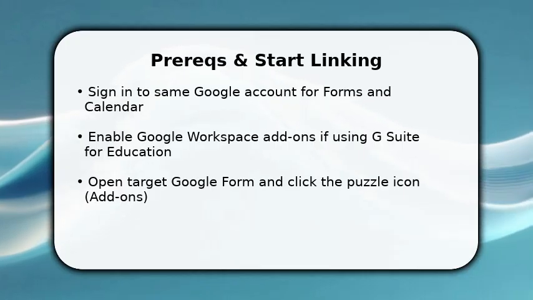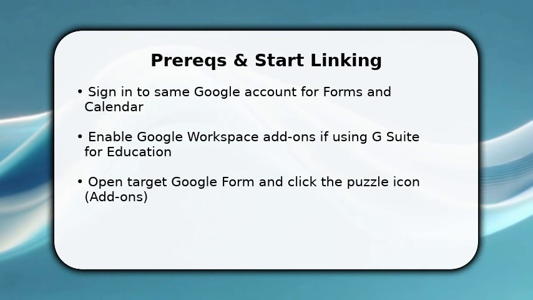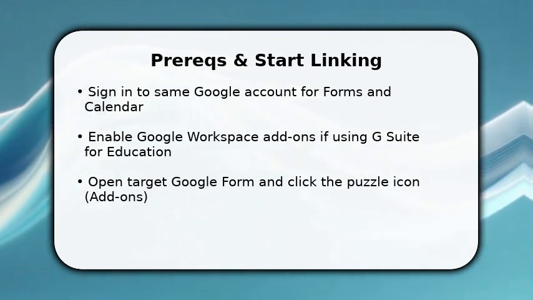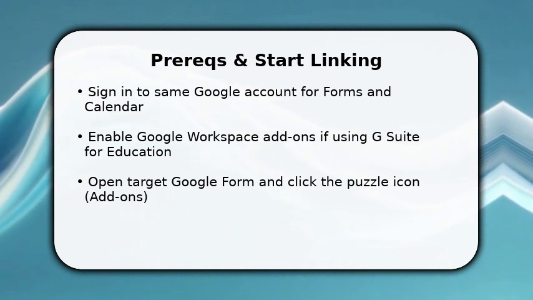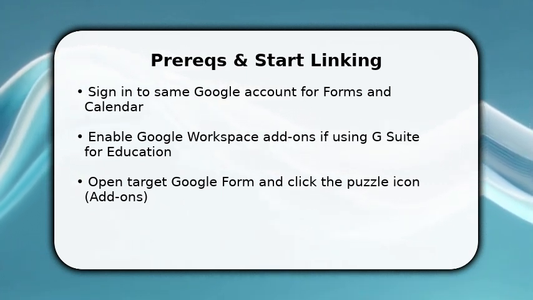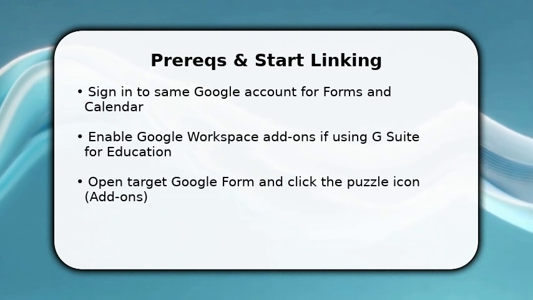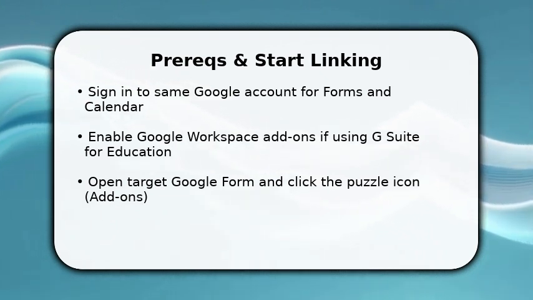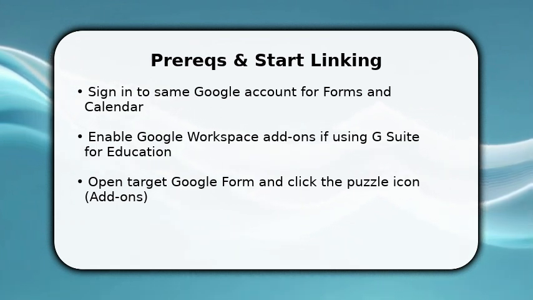You begin by confirming prerequisites. Sign into the same Google account for both Google Forms and Google Calendar, and enable any workspace add-ons if required. Once done, open the target Google form and click the add-ons icon to search for a calendar integration tool, such as an appointment scheduler add-on. You do this now because add-ons bridge forms to calendar.